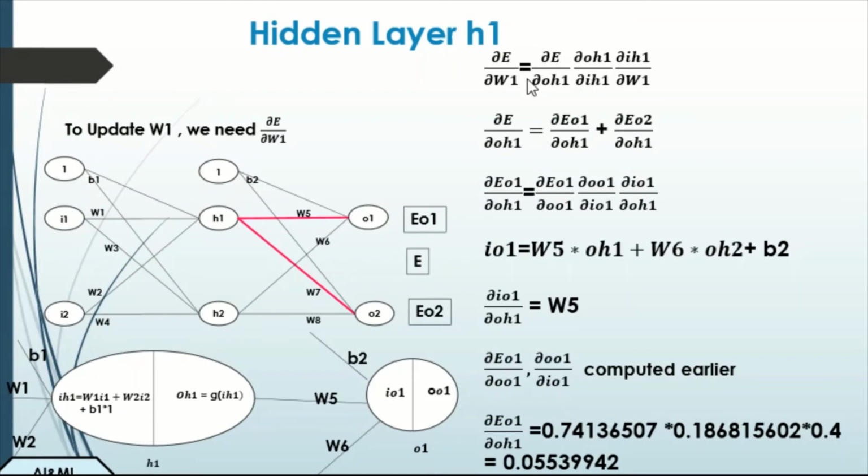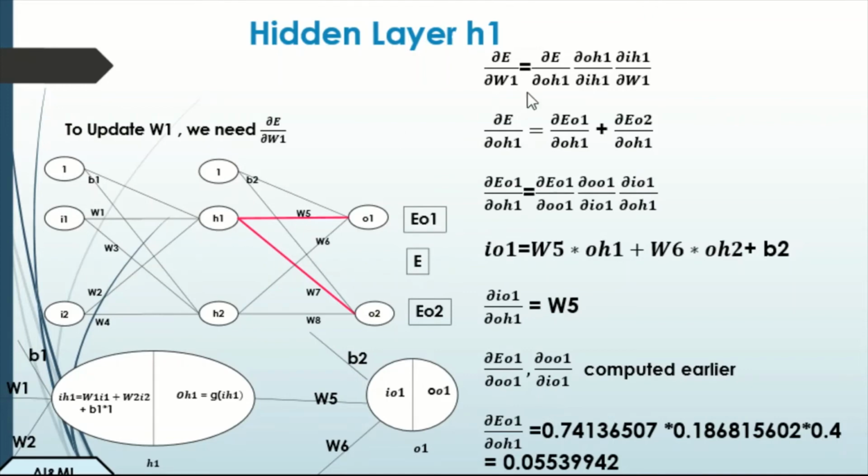Also, for the first term, which is derivative of E with respect to OH1, as we see, this error is made up of two errors, EO1 and EO2, and both these errors are contributing to the node H1. So we will be having derivative of E with respect to OH1 replaced by derivative of EO1 with respect to OH1 plus derivative of EO2 with respect to OH1. We will apply one more chain rule because EO1 is not directly related to OH1.